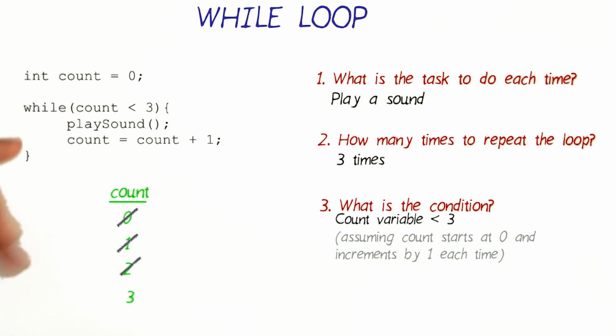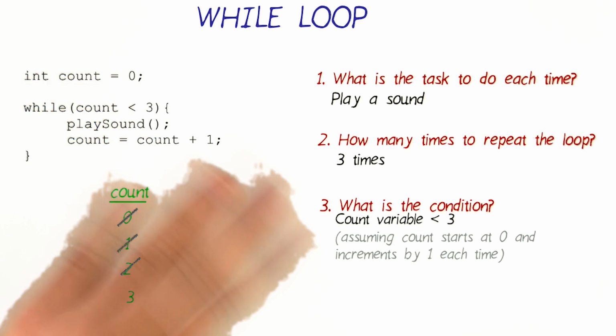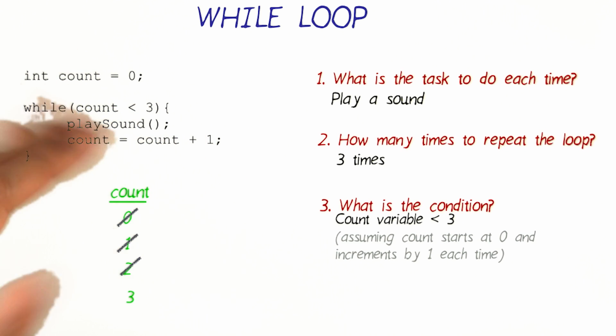So as you can see, a loop allows us to repeat behavior with a concise number of lines without copying and pasting the same code over and over again. So here's one more example of while loops before I send you off to write your own.